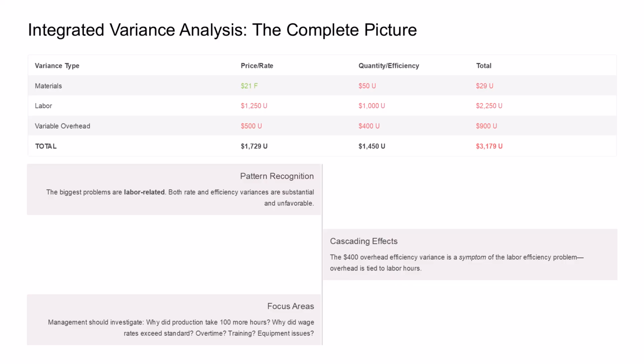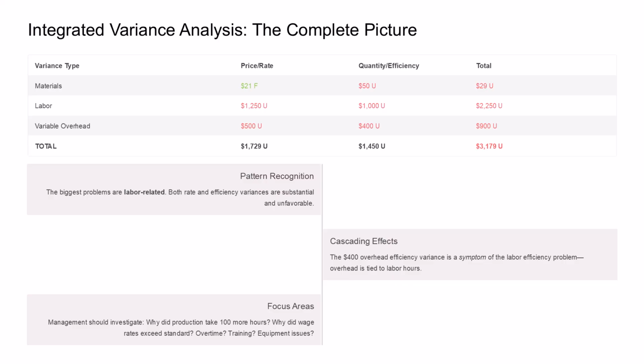This suggests management should focus their investigation on the production process. Why did production take 100 more hours than standard? Why did the wage rate exceed standard by 50 cents per hour? Were they using overtime? More experienced workers? Was there training deficiency, equipment problems, material quality issues that slowed work?